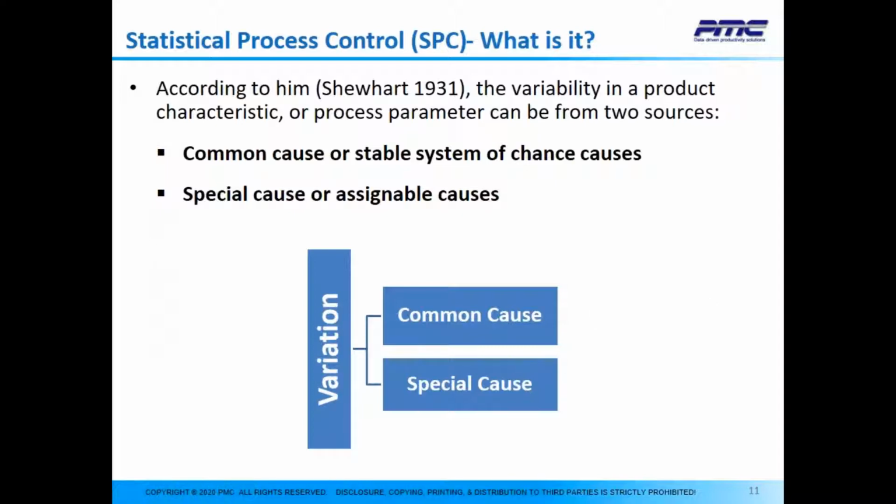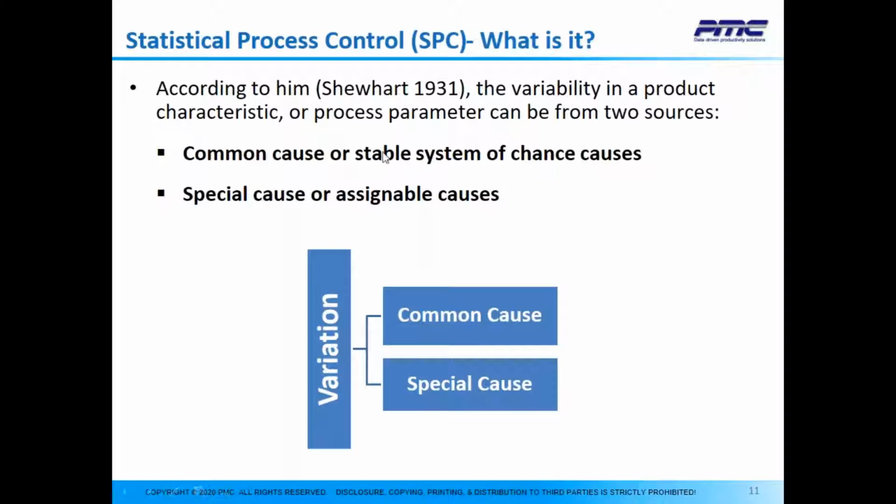Dr. Walter Shewhart, a little bit of history about SPC. In the early 1920s at the Bell Telephone Laboratories in Princeton, New Jersey, he proposed the procedures that later came to be known as the control charts. According to him, the variability in a product characteristic or process parameter can be from 2 sources.